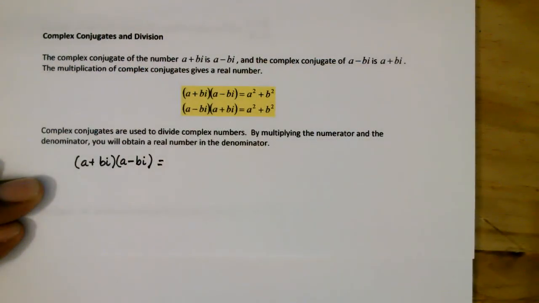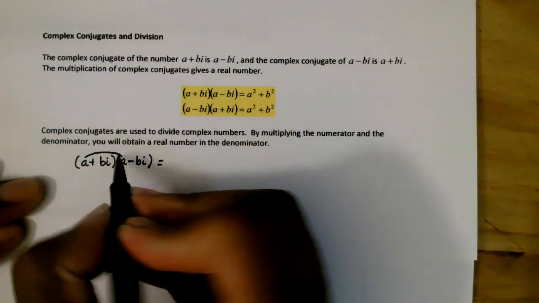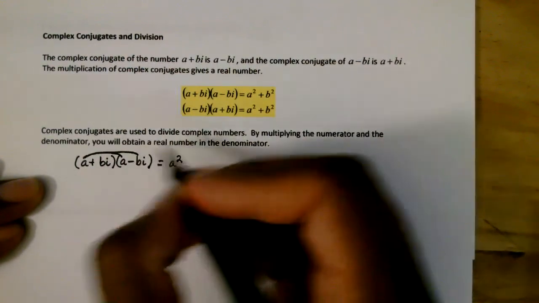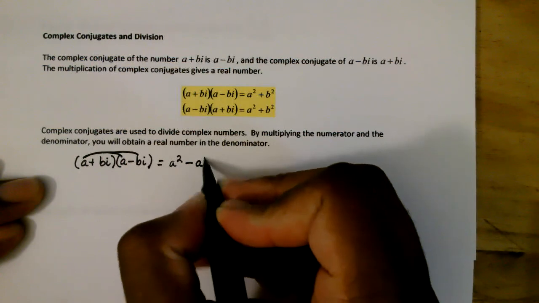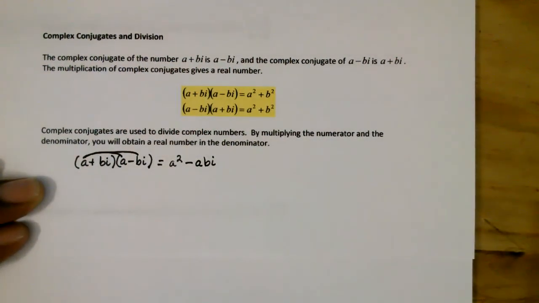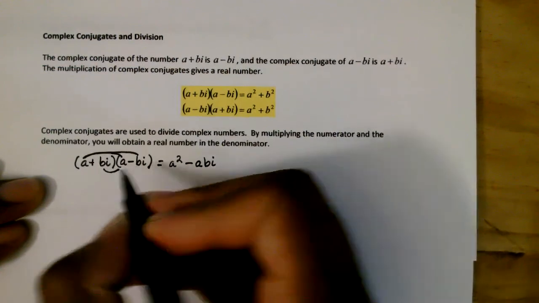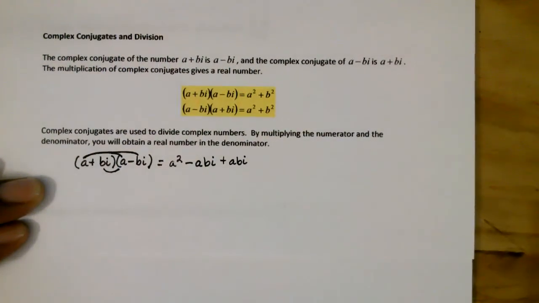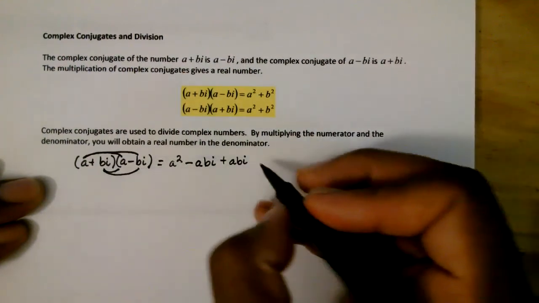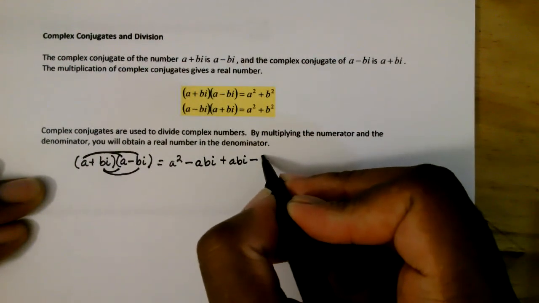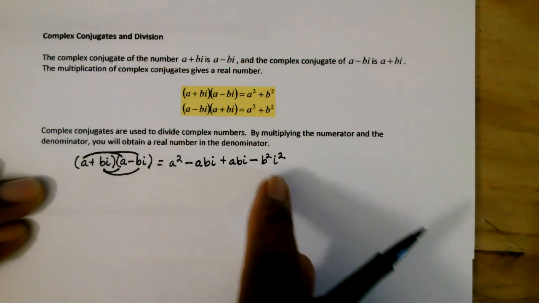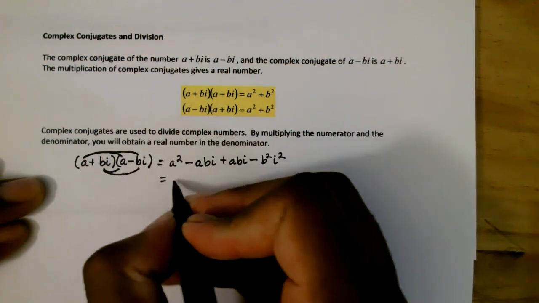If we use the FOIL method, that's the first term times the first term, a times a, that's a squared. The outer, a times minus bi, would be minus abi. The inner, bi times a, would be plus abi, just putting the terms in alphabetical order. And then bi times minus bi, that would be a minus. b times b is b squared, i times i is i squared. And of course, we substitute the i squared with negative 1.